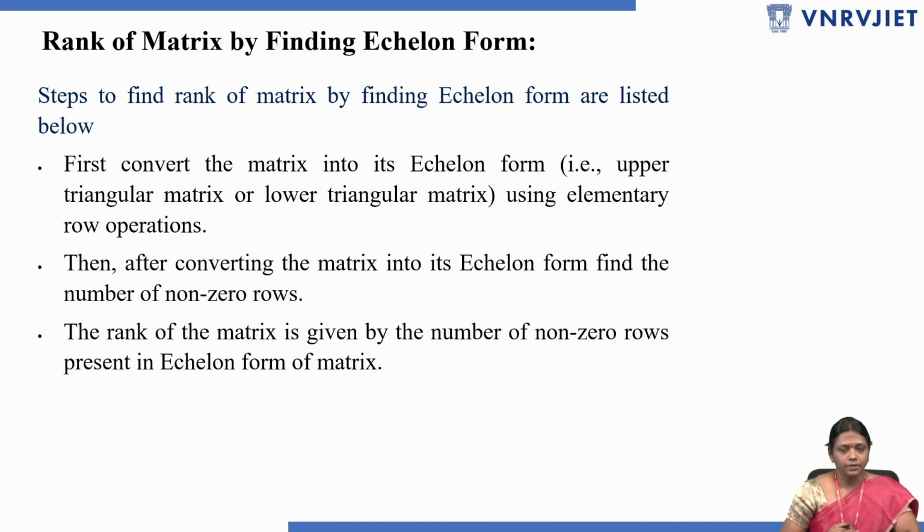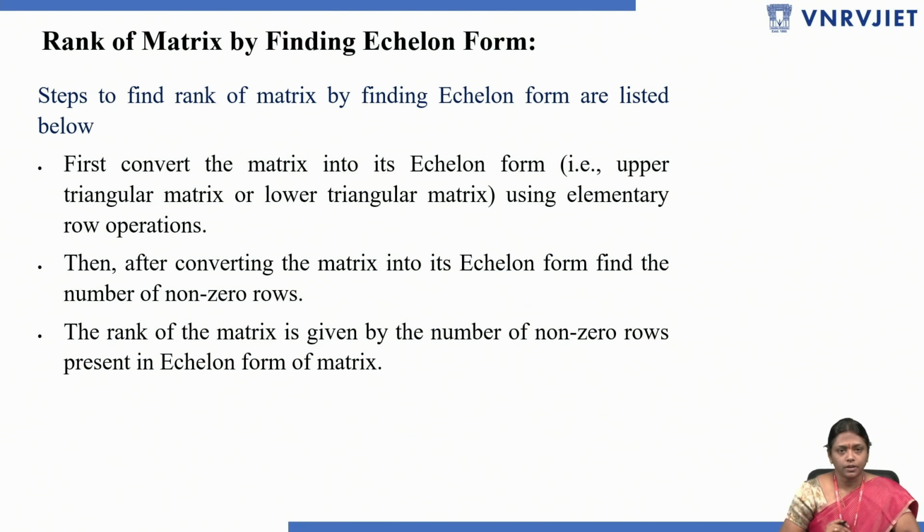Whenever we are finding the rank of a matrix, we use only row transformations. There is no concept of using column transformations. This is the key point you need to keep in mind. Next, after converting the matrix into echelon form, we need to find the number of non-zero rows. If all the elements in a row are zero, it is called a zero row. If at least one element is non-zero, then that row is a non-zero row.